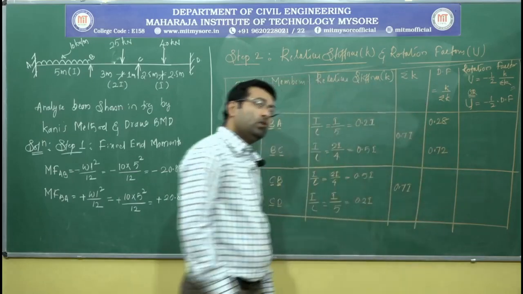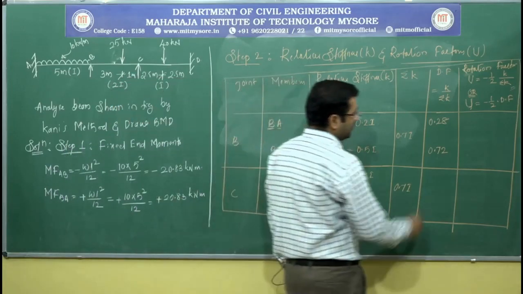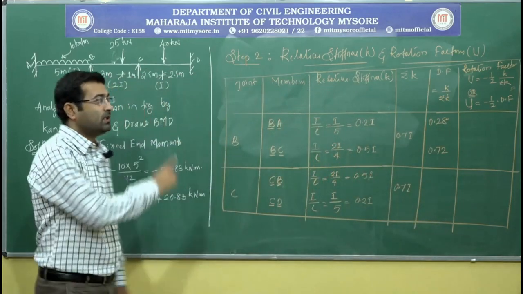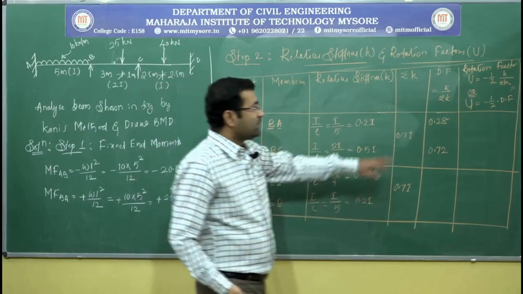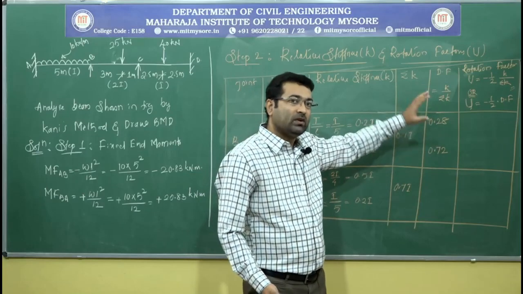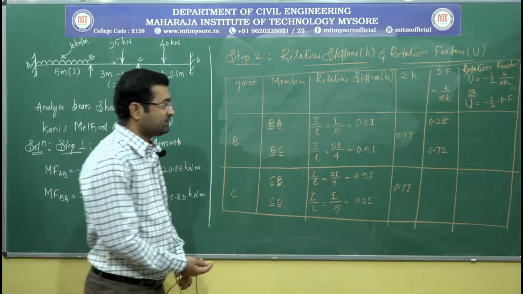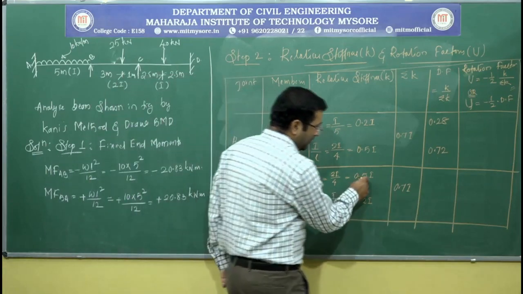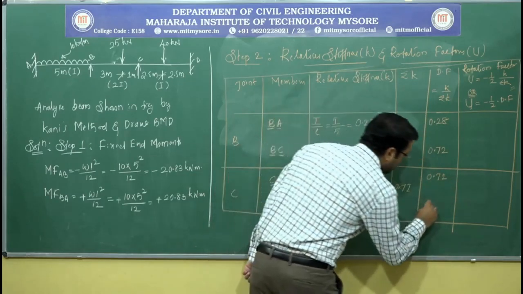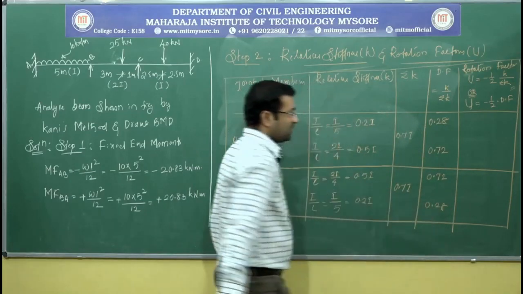Remember, the total distribution factor at any joint is exactly equal to 1. If you add these two, it should be 1. This is a cross-check you need to do in step number 2. If it is not 1, then assume that your calculation has gone wrong, and all further calculations will be wrong, so please verify this. Similarly here, 0.5 by 0.7 gives you 0.72 and 0.2 by 0.7 gives you 0.28.